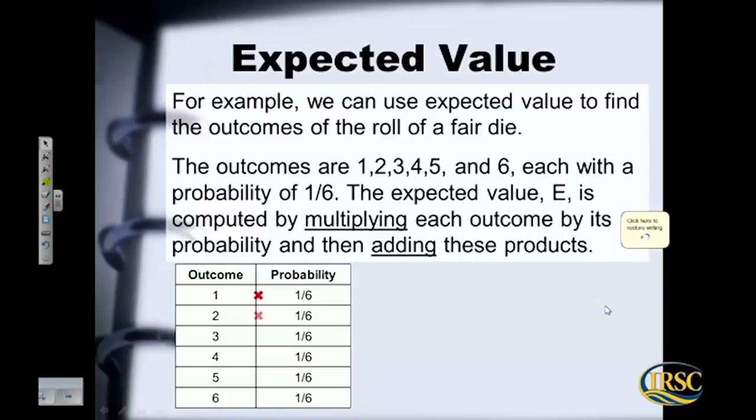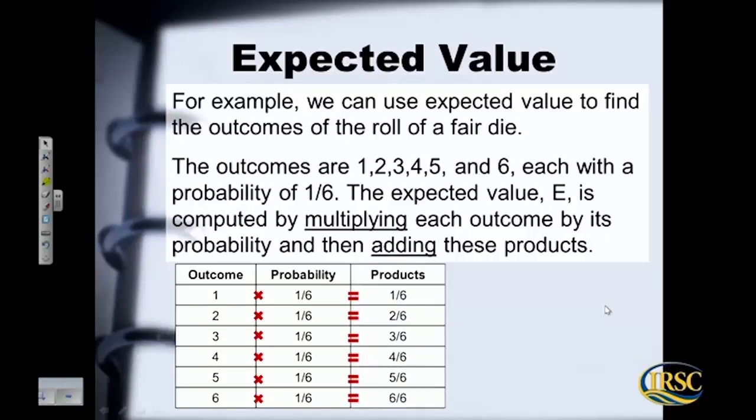Okay, so we're multiplying each of these rows together. So 1 times 1/6, 2 times 1/6, 3 times 1/6, and so on. It's actually best to keep them in the form of a fraction because you're then going to be adding these. And it's better if you don't reduce because you want a common denominator when you're adding. So when we multiply it all together, we get 1/6, 2/6, 3/6, 4/6, 5/6, and 6/6.